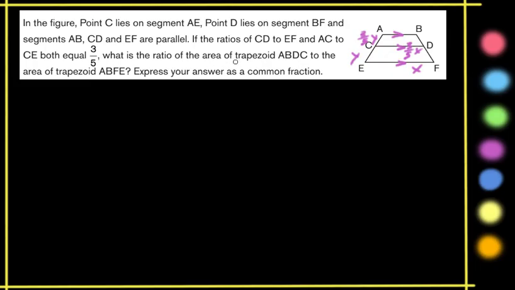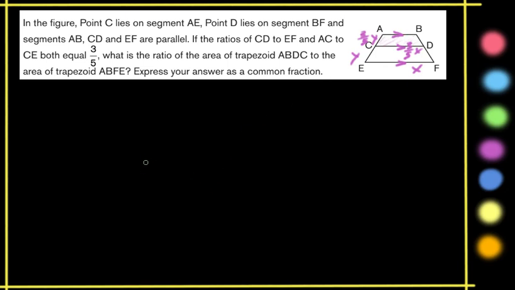What is the ratio of the area of trapezoid ABDC to the area of ABFE? So that's the area of the top one to the area of the whole thing. Okay, so that's going to be a little bit tricky now, isn't it? The first thing we need to do is figure out how long AB is, because in order to find the area of this top trapezoid, we're going to need to know both of the bases. We already know the base CD is 3/5 of X, but we don't know the AB distance yet.